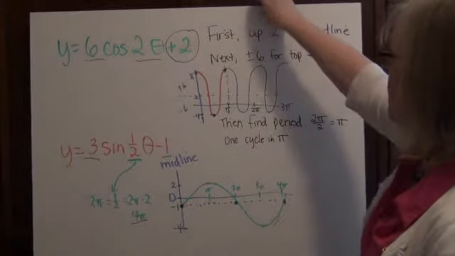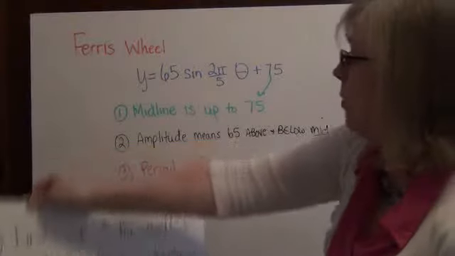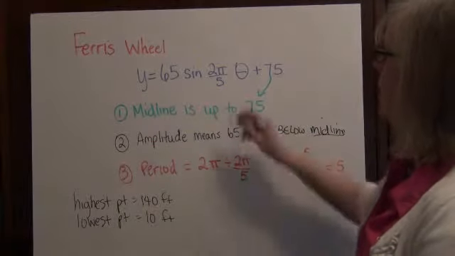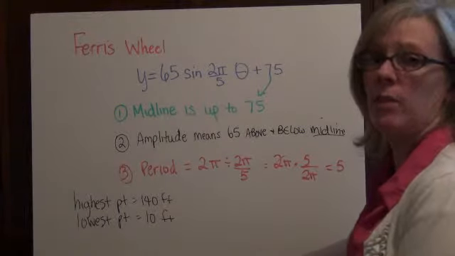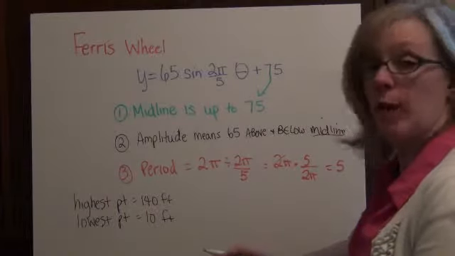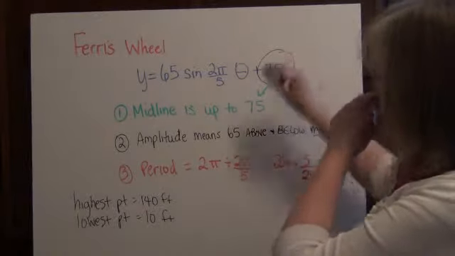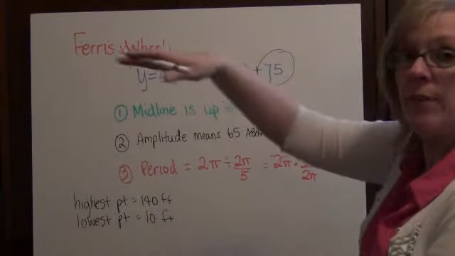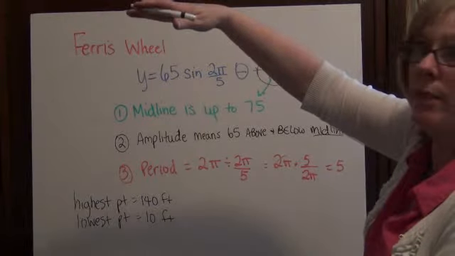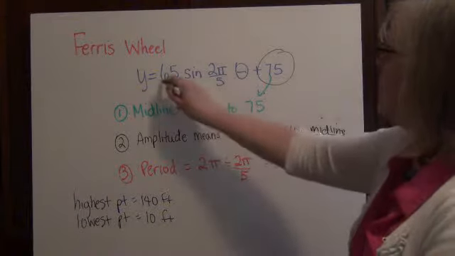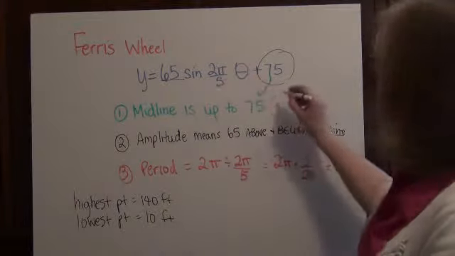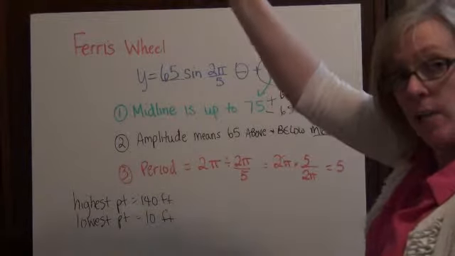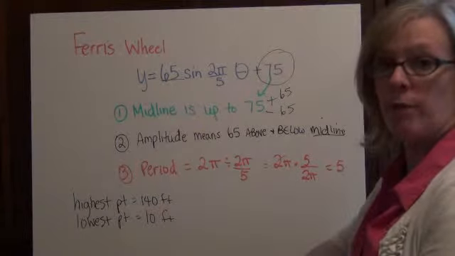So, like one that we did in class today, we discussed, what about a Ferris wheel? Okay? If we were given the equation that said y equals 65 sine 2 pi over 5 theta plus 75. Wow, that's a mouthful. But that's okay, we're going to do the same thing. First thing I look at my midline. That means that the middle of my graph is actually going to be 75 instead of 0. So I'm going, boom, right up here to 75. The amplitude is 65. That means from 75, it's going to go plus 65 and minus 65 to get my highest part of the Ferris wheel and my lowest part of the Ferris wheel.